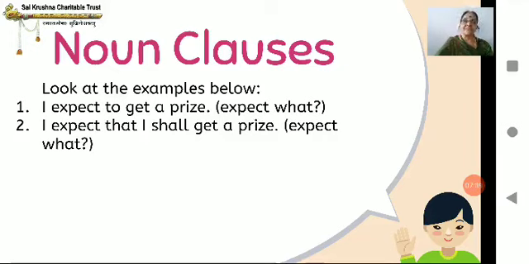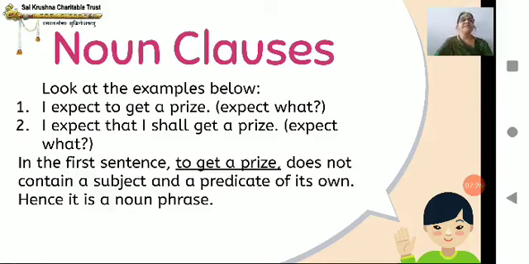So what is this? The second sentence is a clause. What do I expect? I expect that I shall get a prize. So I is preceded by that, and that is what is making the sentence into a clause. In the first sentence, to get a prize does not contain a subject and a predicate of its own. To get a prize. What did you understand? There is no subject. It can be you, me, she, he, anyone. But in the second sentence, it is different. So in the first sentence, we see there is no subject and no predicate. It is a noun phrase. That's the work of a noun.